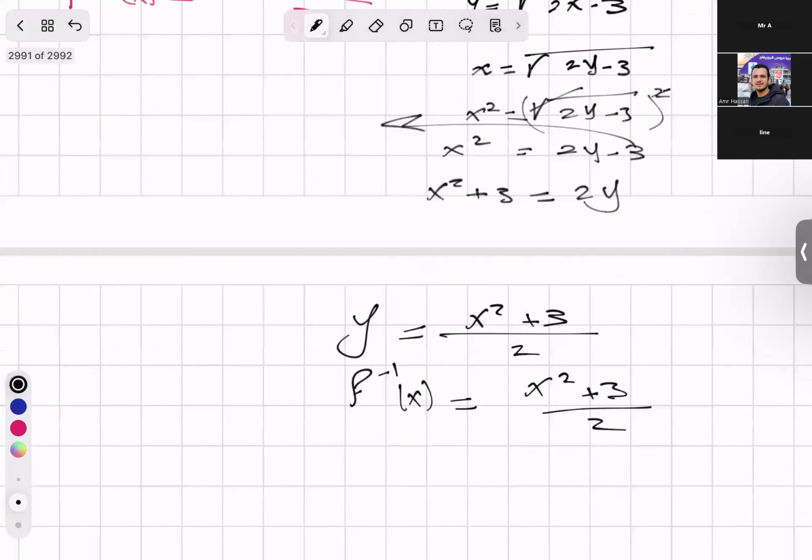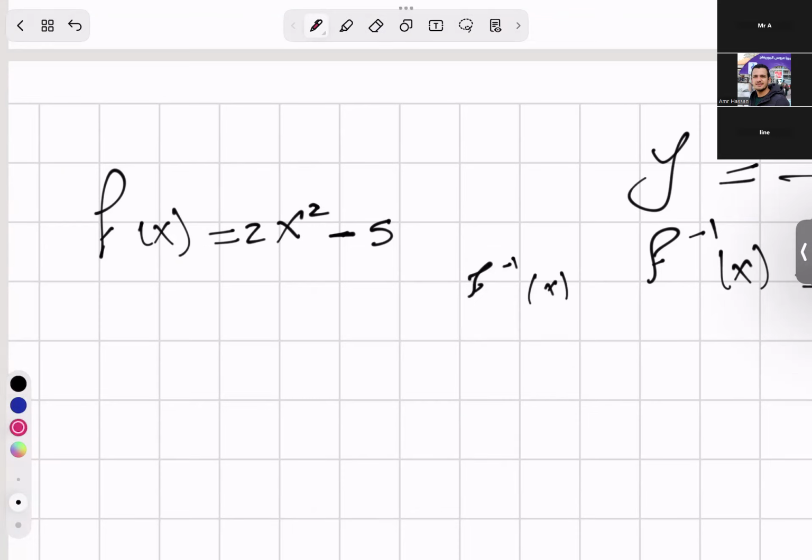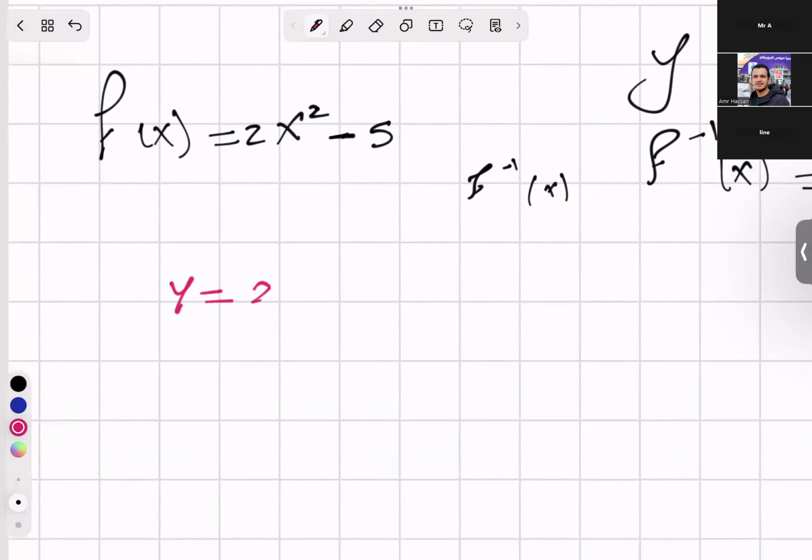Okay. Let me give you another example. What if we have f of x, which equals 2x squared minus 5? This one sounds like I'm trying to work out the inverse function as well. So let me do it together. So the point is, I have f of x, which equals x squared minus 5. I have to follow the same steps that I told you, right? So the first thing, instead of writing f of x, let me write y equals x squared minus 5, right? This is the first step. What about the other step?